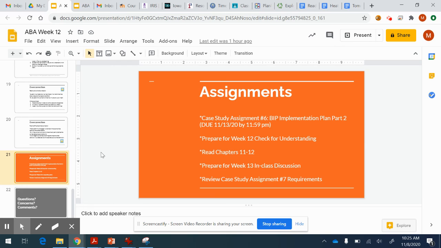Make sure to pay close attention to the rubric. I've noticed as we've gone through the case studies that sometimes I'm having to dock points because we're not including all of the requirements. So just make sure that the rubric is attached for each assignment. Make sure that you're taking the time to look over that and know exactly what you need to include in your case study for the week.